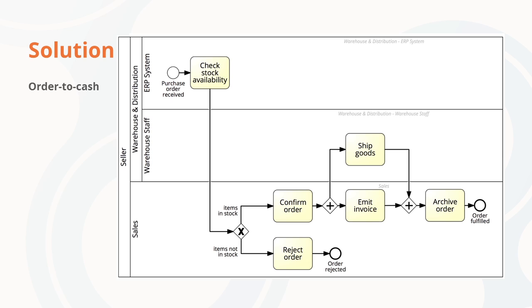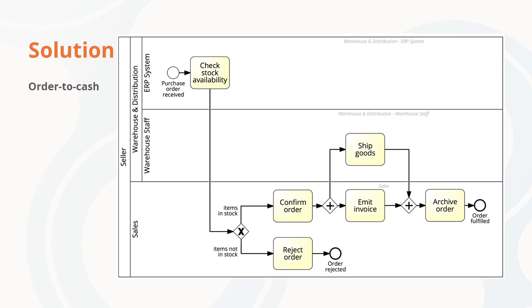Now we execute two activities in parallel. The sales department emits the invoice, and meantime, the warehouse staff ships the goods. So now we see that indeed it makes sense to place two or more activities in parallel when their execution is demanded to different divisions within the organization. Like in this case, warehouse ships goods and sales department emits the invoice.